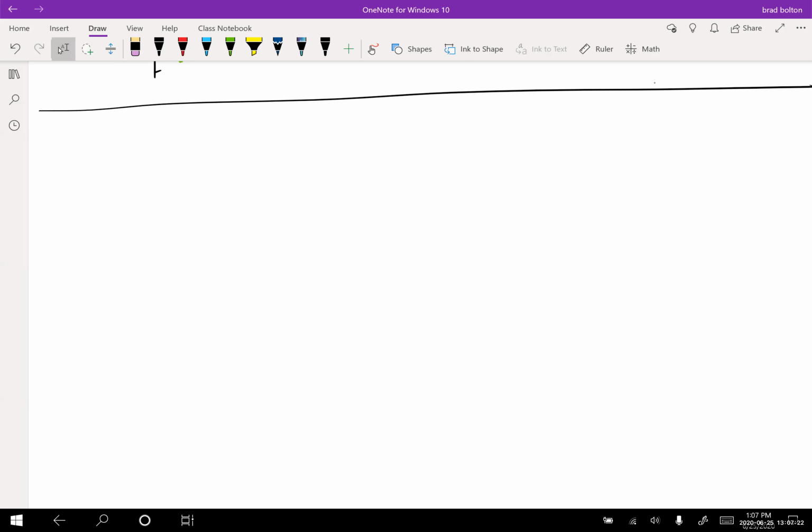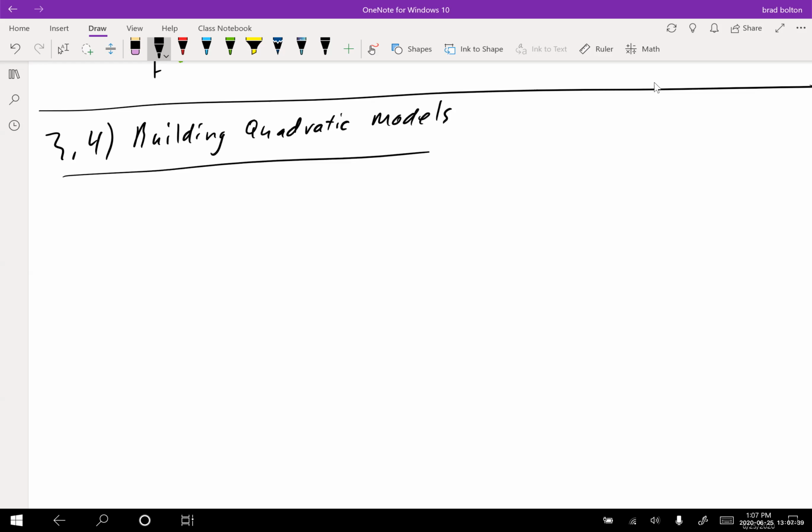Okay, so for this, 3.4 is about building quadratic models. Okay, so we're going to build quadratic models, kind of like we did with linear models, which basically means we're going to do word problems.